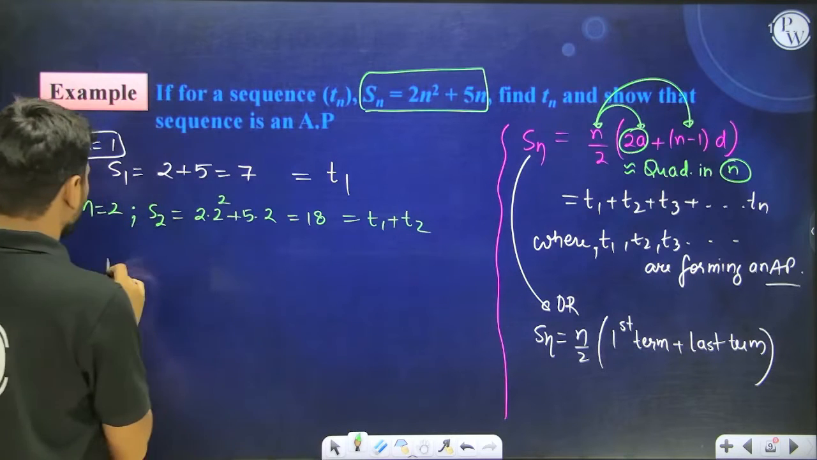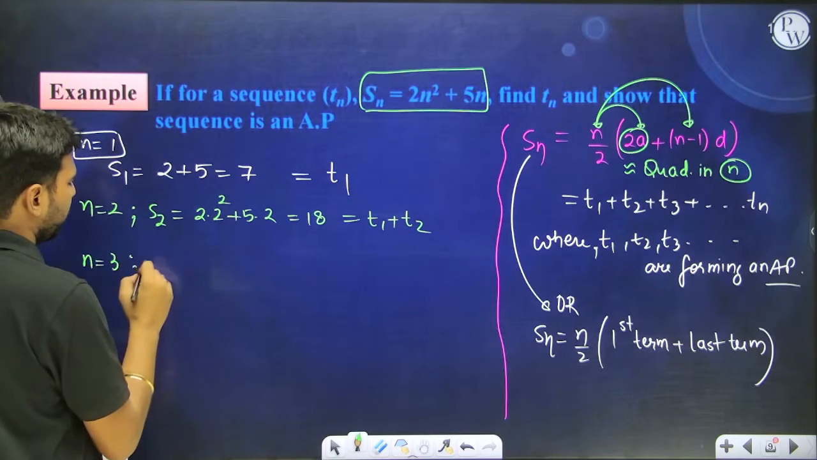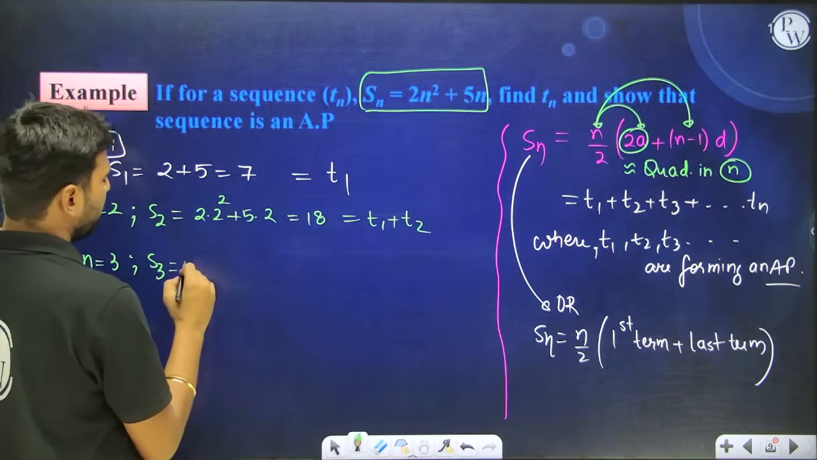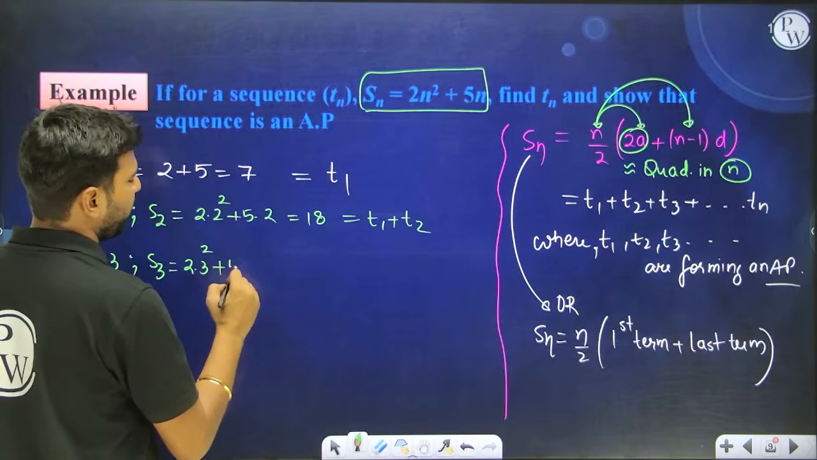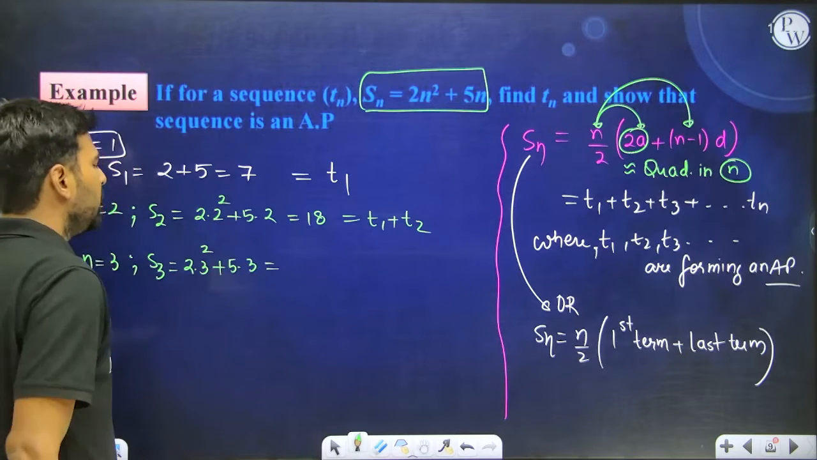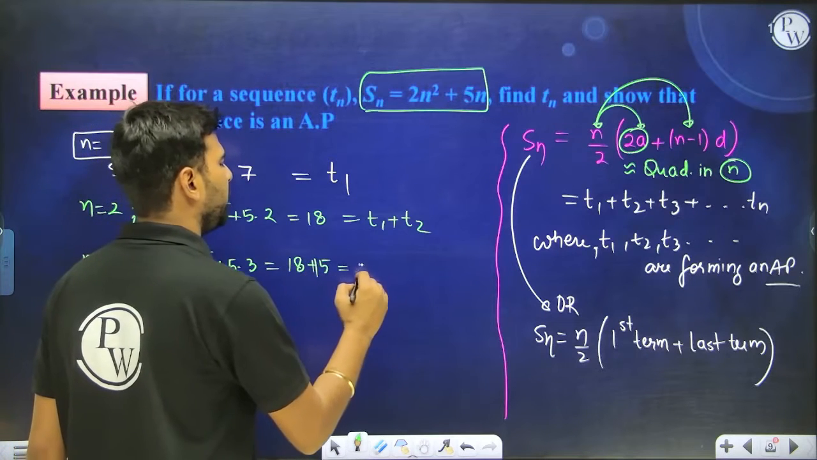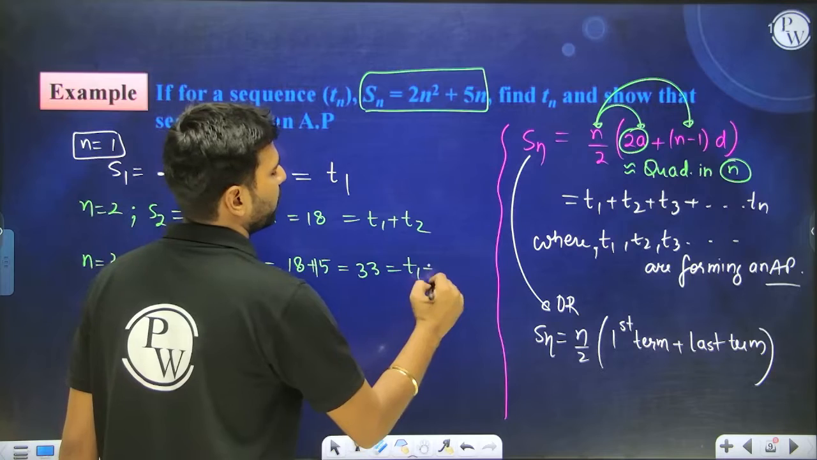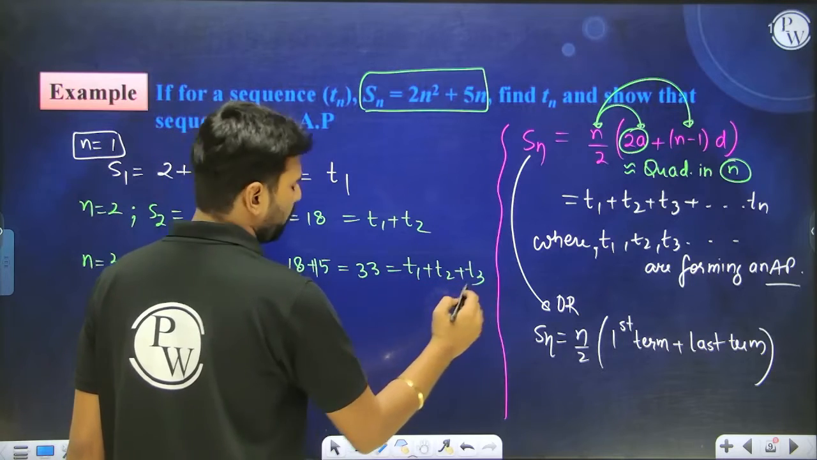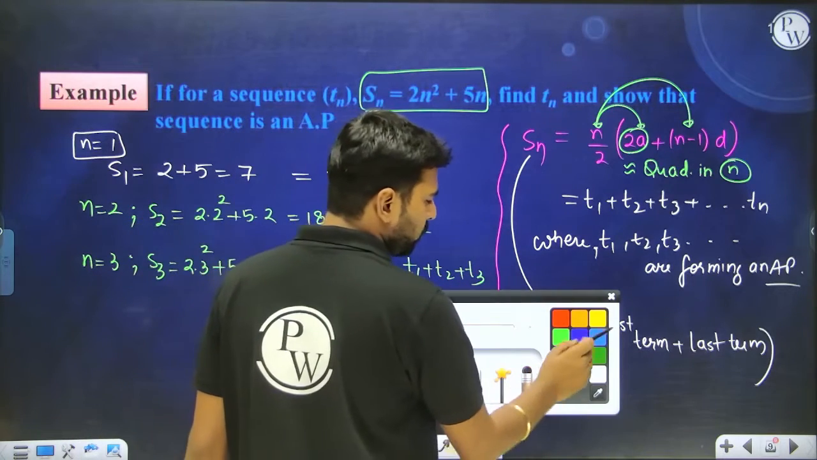Okay, moving ahead, if we put n is equal to 3, we can see the value of S3, so that is going to be 2 into 3 square plus 5 into 3, so that is equal to how much? 18 plus 15, that is nothing but 33, so its value is equal to T1 plus T2 plus T3 and so on. You can evaluate S4 and so on, all the terms.